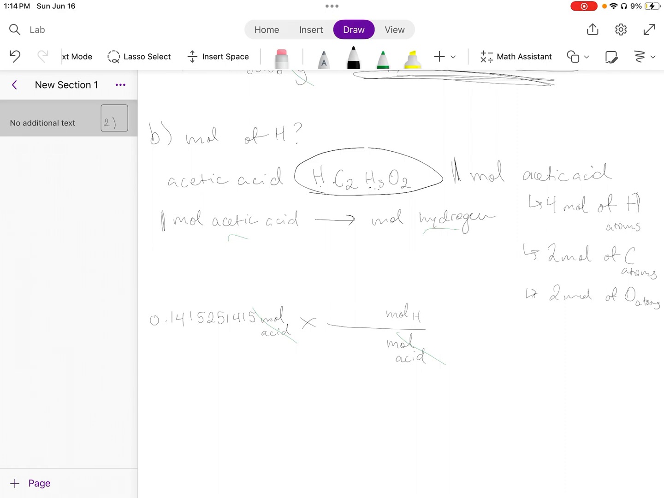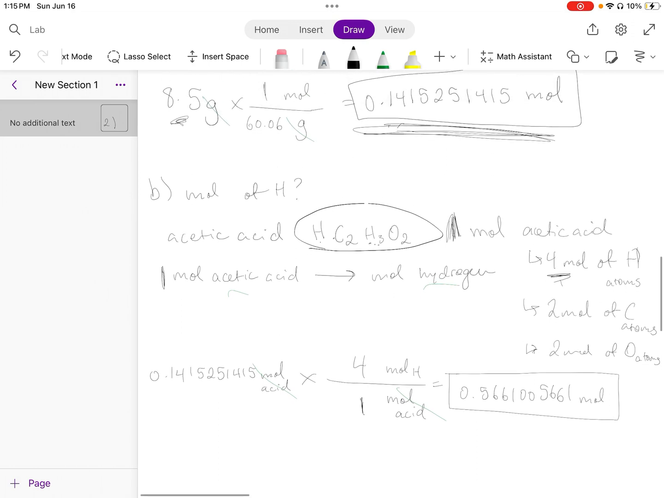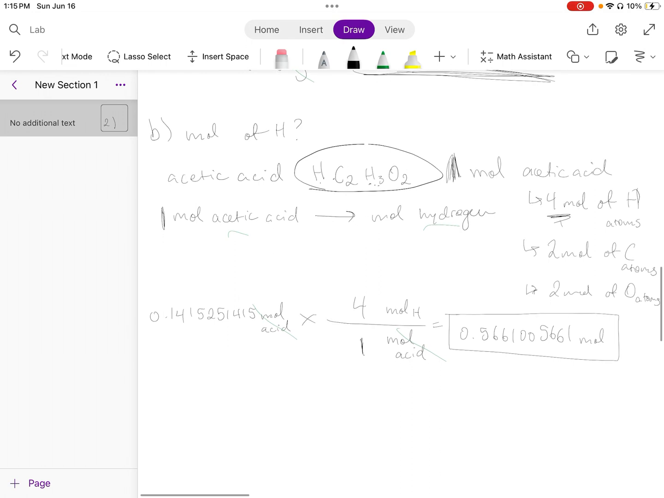So in 1 mole of acid, we had 4 moles of hydrogen. So multiply that by 4. So we have 0. And yeah, I will double check this because, okay, does that make sense? Yeah, I think that's the answer.